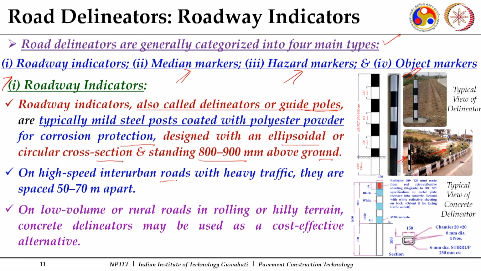On high speed interurban roads with heavy traffic, they are usually placed 50 to 70 meter apart. So, specifically on high speed corridors, they are placed at this particular distance, and on low volume or rural roads in rolling or hilly terrains, instead of these steel ones, we can use concrete delineators also, because they are comparatively more economical compared to these mild steel posts.